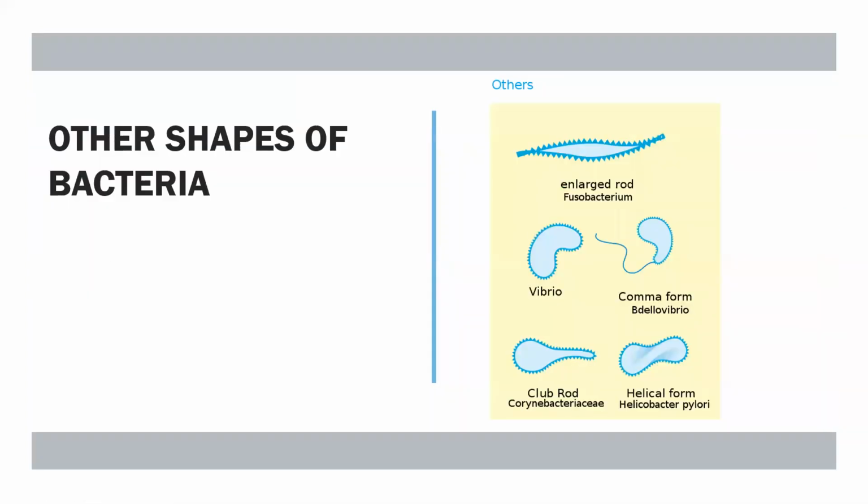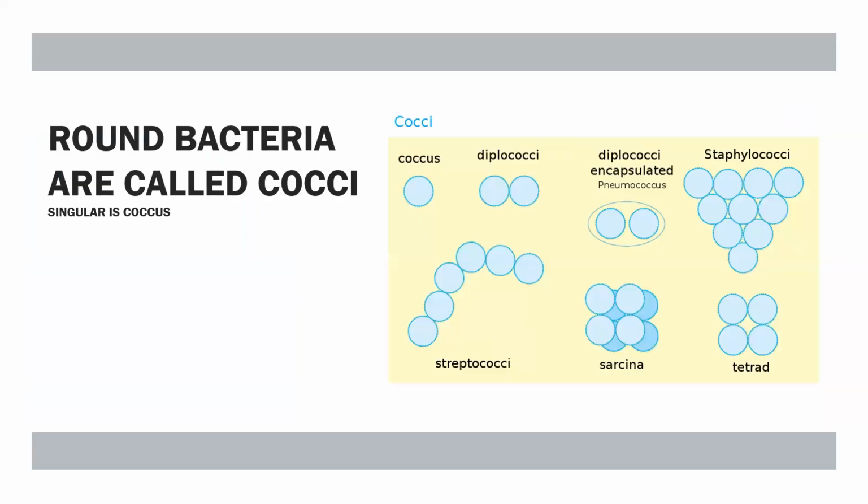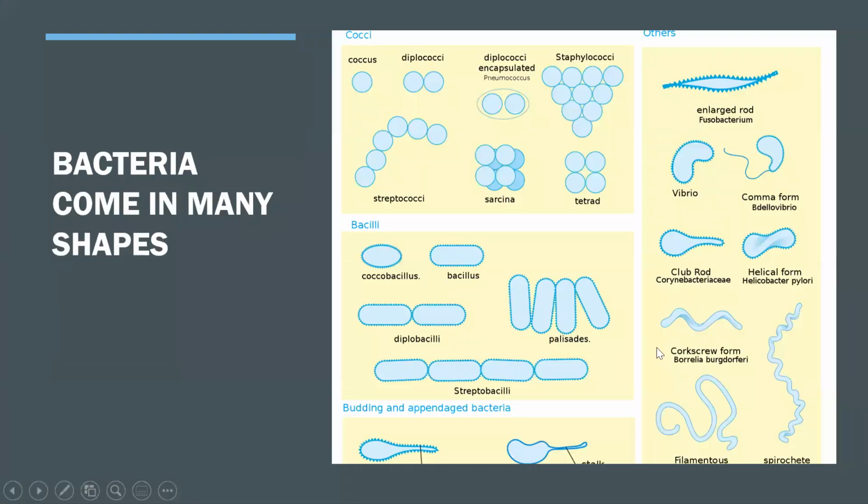One of the other ones that was in this image up here, I'll go back one, there are corkscrews, and there are filamentous, which is just like a long worm-like sort of shape. And then there are these ones called spirochetes. Another name for spirochete is spirilla.